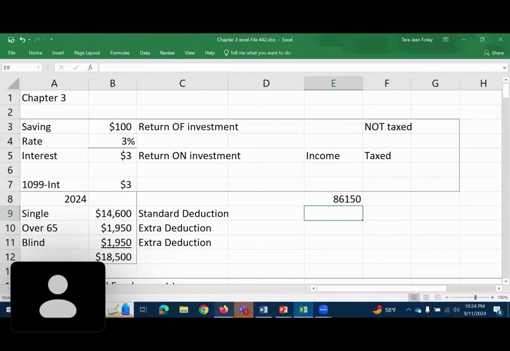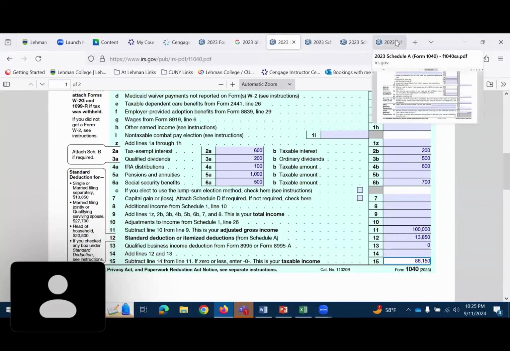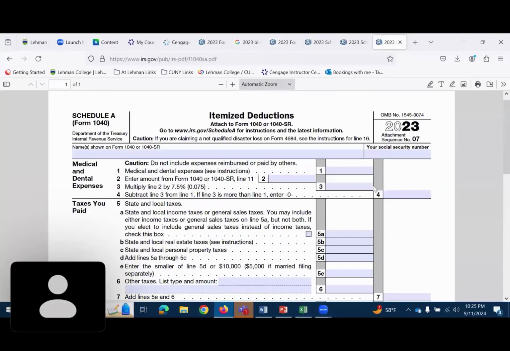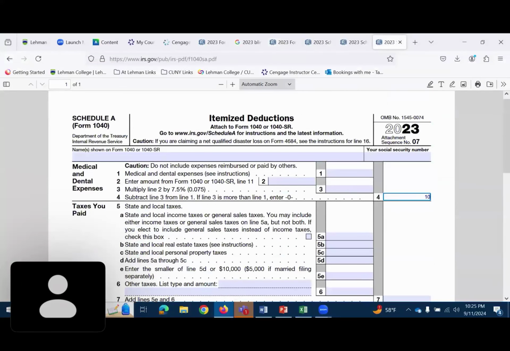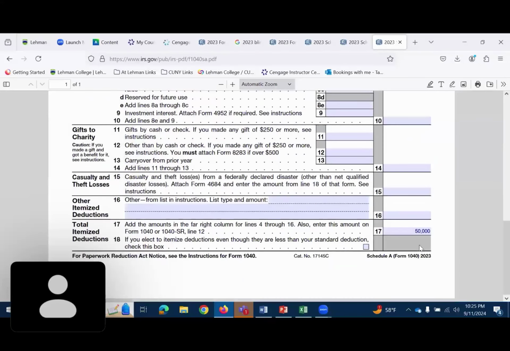Is 86,150. That would be my taxable income. But my Schedule A is telling me I have itemized deductions of 50,000. I just made this number up, like I added stuff up. Let's say this is 10,000, this is 40,000, and this is 10,000. Add it all up is my 50,000.